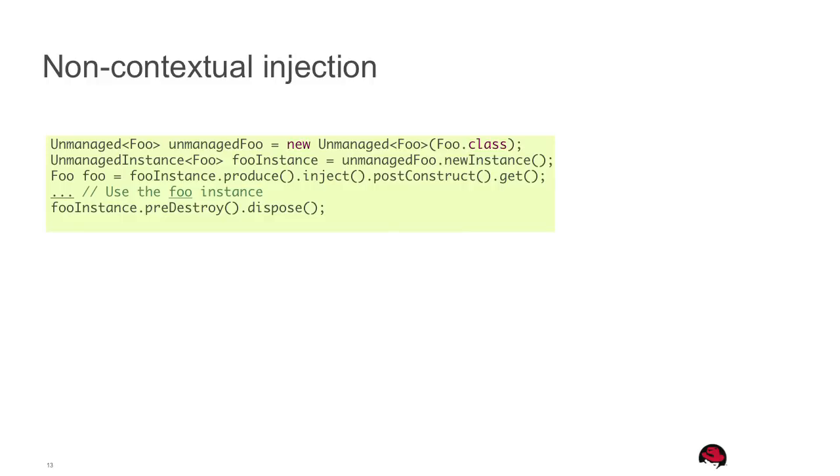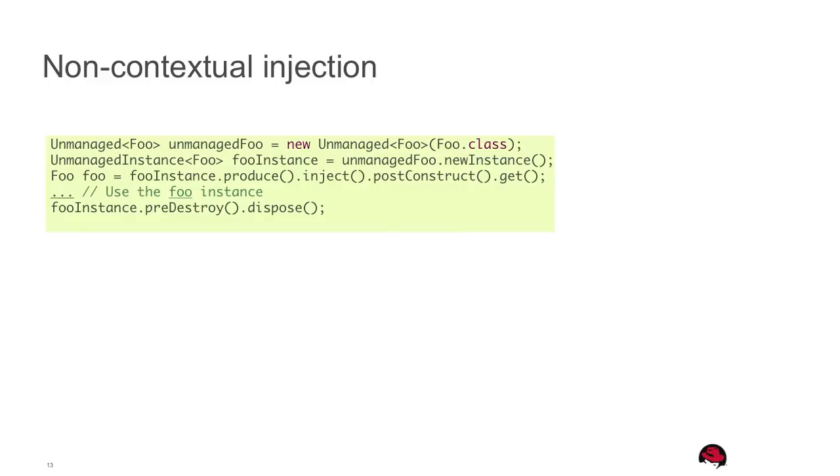You simply instantiate it using the new keyword. You then can call the new instance method on it, which will give you an instance of the object. And then you can do things like call produce on it to create a new instance, call inject to inject its fields, call postconstruct to call the postconstruct method, etc., etc. And of course, you've got your cleanup methods that you can call after you've finished using the instance.